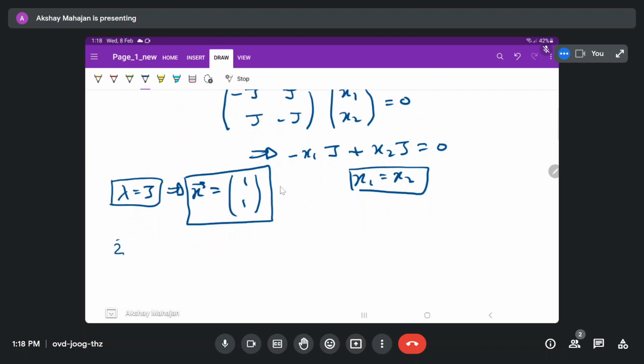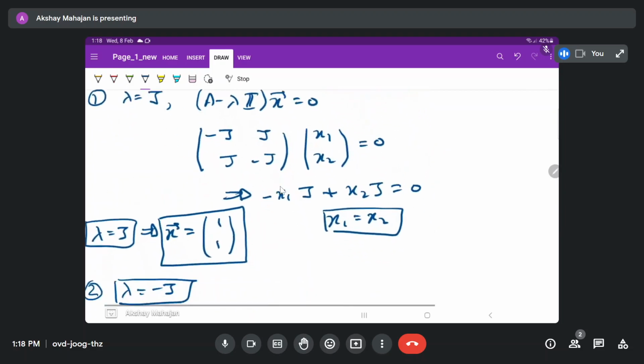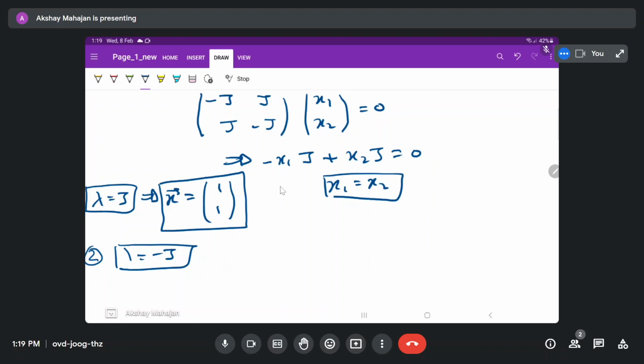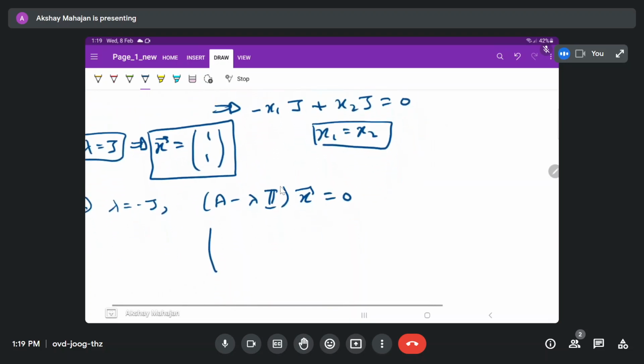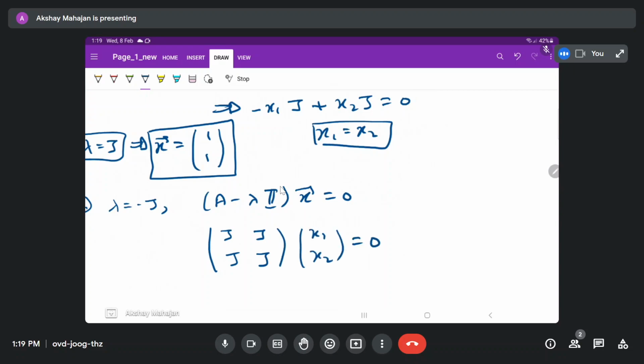Now our second eigenvalue, which was lambda equals minus J. For lambda equals minus J, our equation again is A minus lambda I times the x vector equals 0. So again, for lambda equals minus J, our matrix will be J, J, J, J, times x1, x2, and that has to be equal to 0.